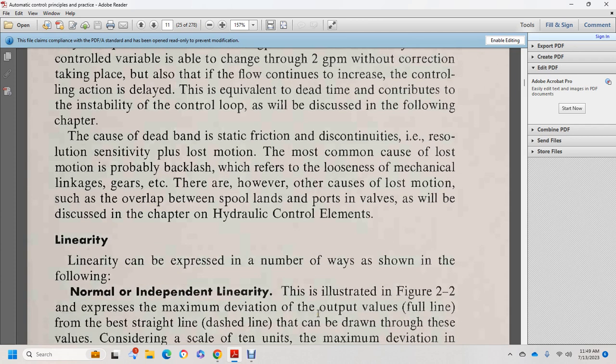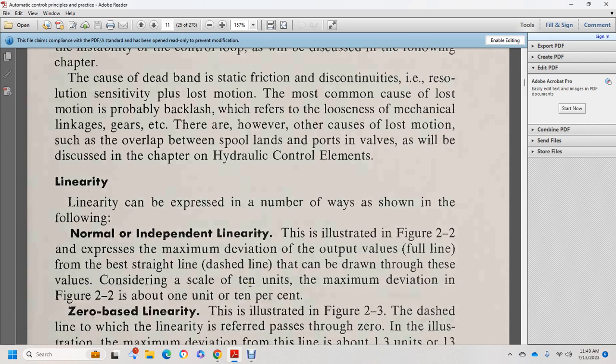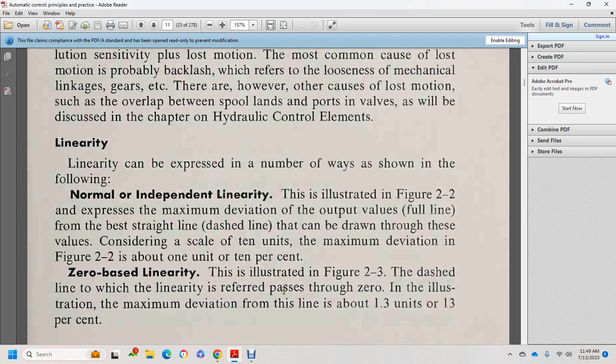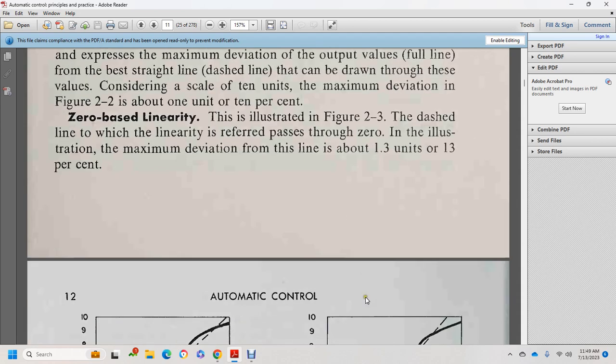Linearity can be expressed with a number of ways shown by the following number over the independent layer and linearity. Illustrated figure 2 to show the express of the minimum deviation output values, full line, but a straight line, dash line, may be drawn through the value considered with the scale of 10 units maximum deviation in figure 2 unit with a 1 to 10%. Zero base linearity illustrated in figure 2-3 with a dash line with a linear reference base and through 0 with the illustrated with the maximum deviation with the lines about 1.3 to 13%.